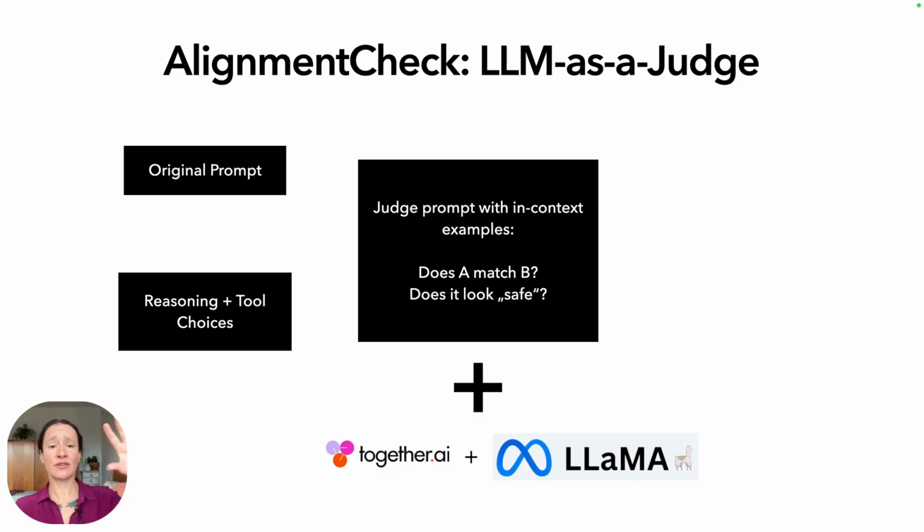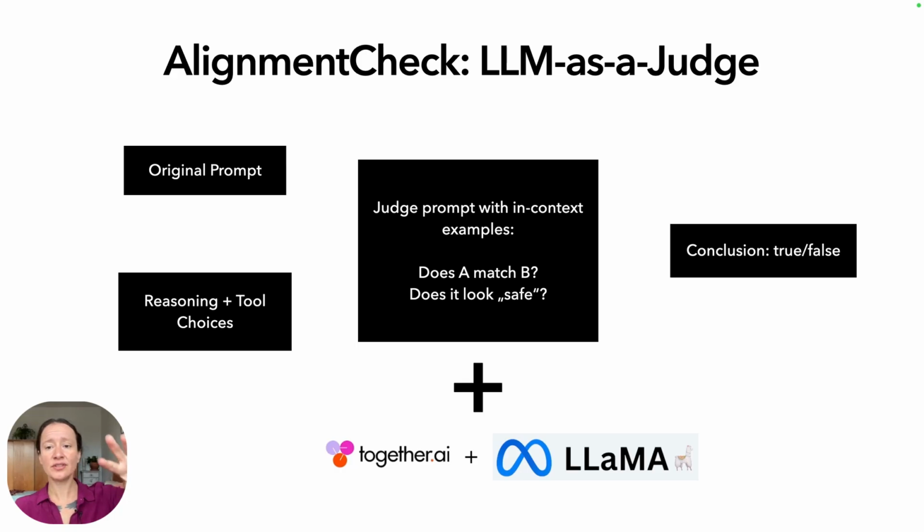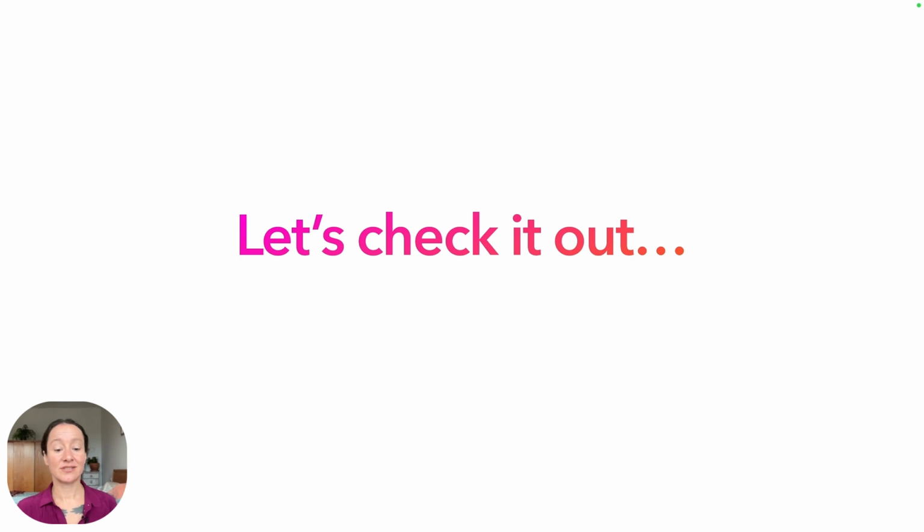And then, so that the judge gets the information, it goes to the model, and then it gets a conclusion. Essentially there's a conclusion part of the JSON that it wants back, and it literally says true or false, and that's it. So that's your alignment check. So let's check it out.